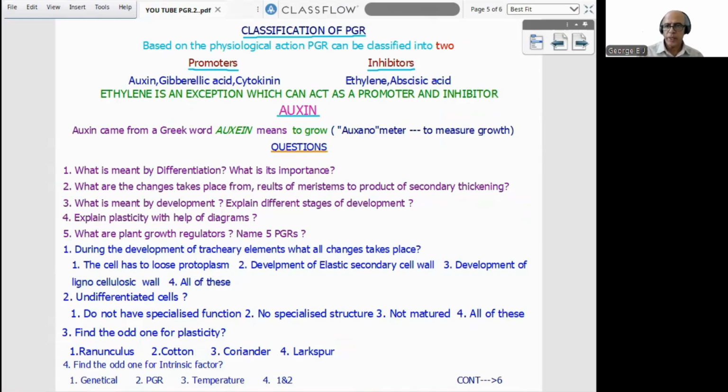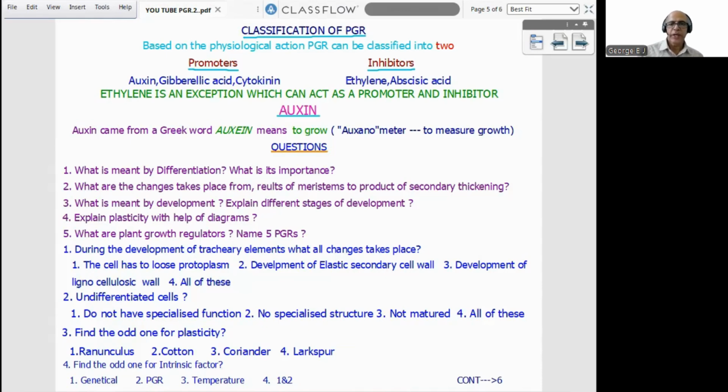But remember, these two are the sides of a coin. Likewise, it is for the beneficial nature of the plant. And what are the famous promoters? Auxin, gibberellic acid, cytokinin. Inhibitors: ethylene, abscisic acid. But again, here is one exception, ethylene. Ethylene can act as a promoter as well as an inhibitor. I think that part is clear. Now, the first hormone, just an introduction, auxin. It came from a Greek word, the term auxin means to grow.